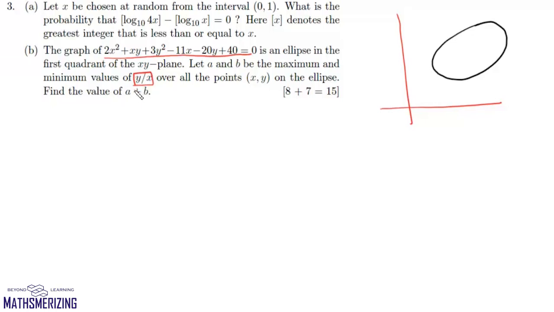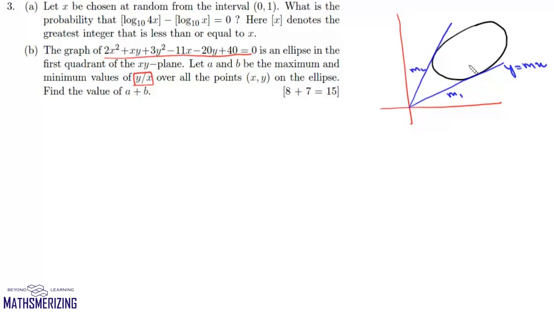Now for any point, if we join this point to the origin, we'll get a line whose slope is y by x. So this slope will be maximum and minimum when this line is tangent to this ellipse. Now say this value is m1 and this value is m2. Now suppose this line is y equals mx. Now this line y equals mx must be tangent to this given ellipse. So for the condition of tangency, we'll use the quadratic method.